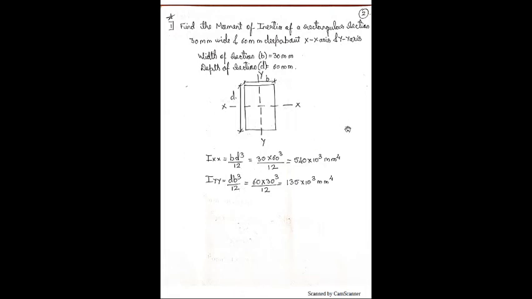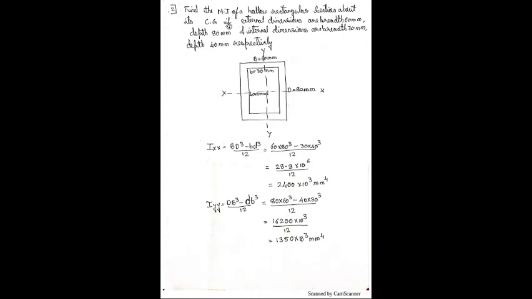Now let us see one more simple numerical. Find the moment of inertia of a hollow rectangular section about its CG if the external dimensions are breadth 60 mm and depth 80 mm, and the internal dimensions are breadth 30 mm and depth 40 mm respectively. This is a rectangular section wherein this portion is hollow. So we will consider it as a solid rectangular section, and out of this, if we deduct this, we get this. Now we will mark the x-axis and y-axis.